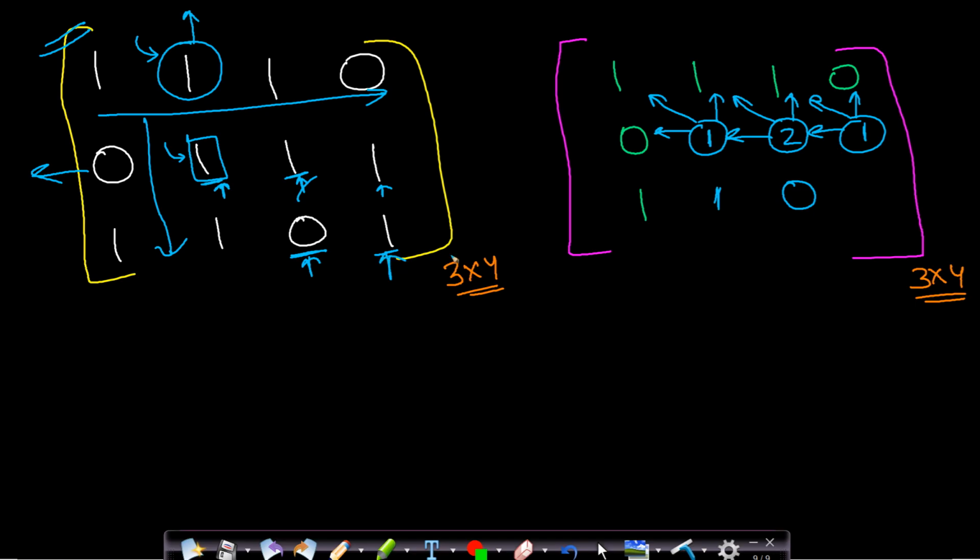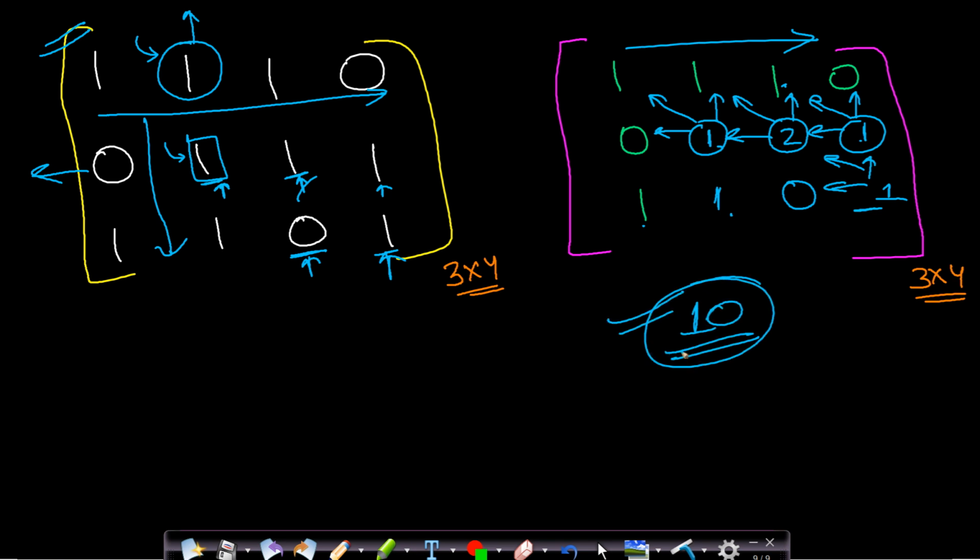Now this is 1, therefore this will be equal to the minimum of these 3 plus 1, which is 1. Now in order to find the count of square submatrices, we just have to add these values. 1, 1, 1 is 3, 4, 6, 7, 8, 9, 10. So the number of square submatrices having all ones inside is equal to 10 in this case. The time complexity is order of n into m, and space complexity is also order of n into m for the extra space required to fill this table.